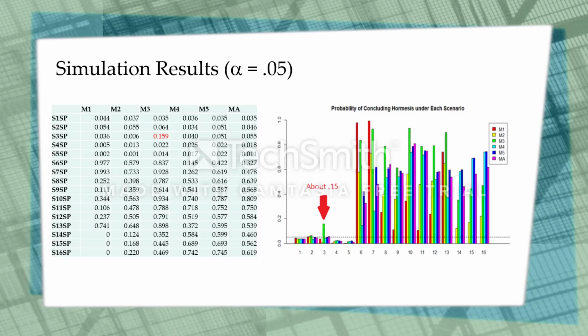For scenarios 6 through 7, we see when the truth is based on model 1, which is in red, model 1 performs really well. However, when we get to scenarios 14 through 16, we see that model 1 does not conclude hormesis at all. But in that case, model 1 did not play a big role in the model averaging method.